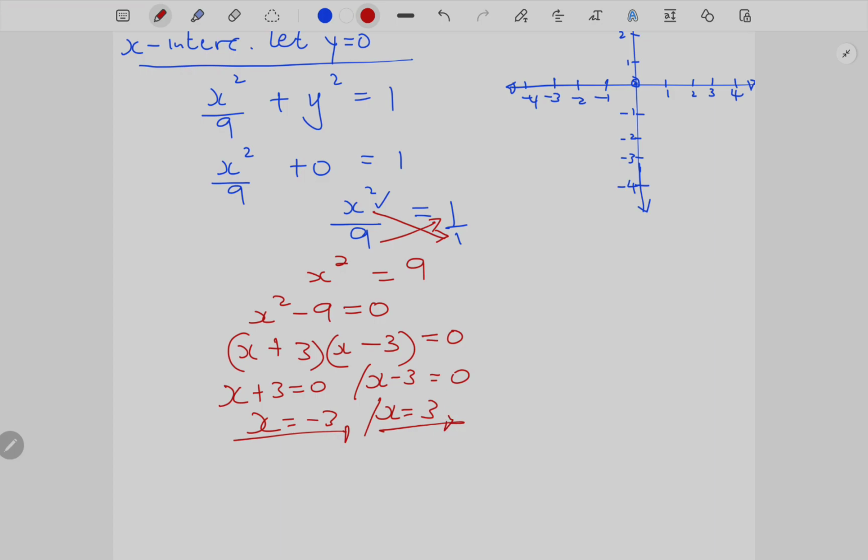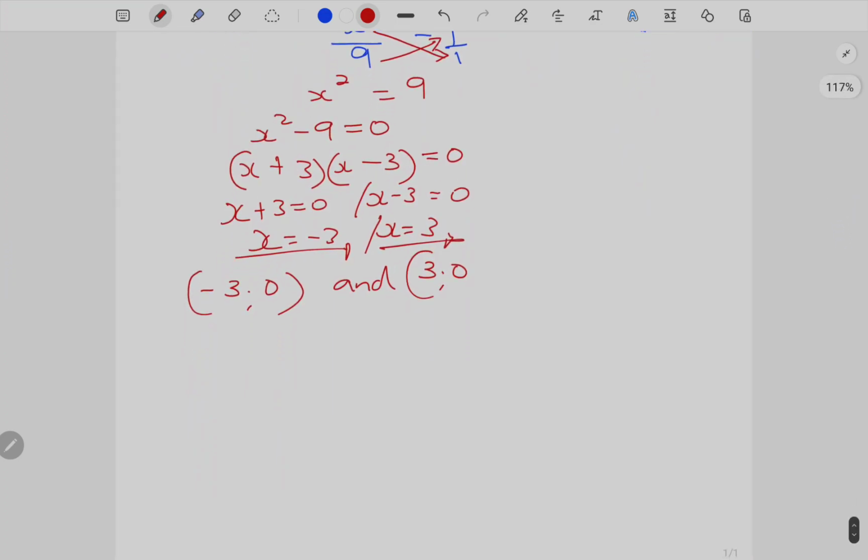You don't need to show this calculation because the question says you sketch the graph. So for now, we've got only the x values. What does that mean? It means we've got points on the graph where x is equal to negative 3 and y is equal to 0, and another point on the graph where x is equal to 3 and y is equal to 0. Now let's move to the y-intercept.